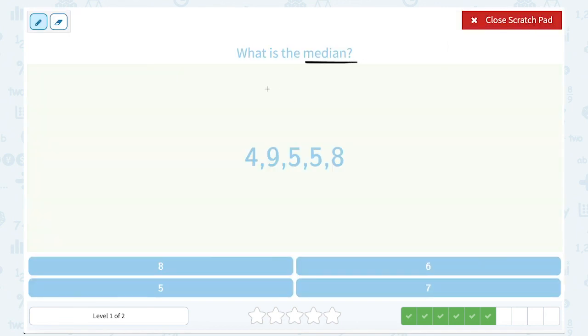Okay, which one is the median? Let's start by listing our numbers in order from least to greatest. So that would be 4, 5, 5, 8, and then 9. Okay, so I can see my middle number here is 5. That's my median.